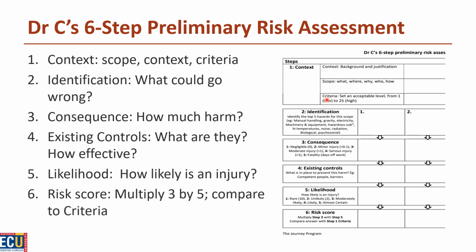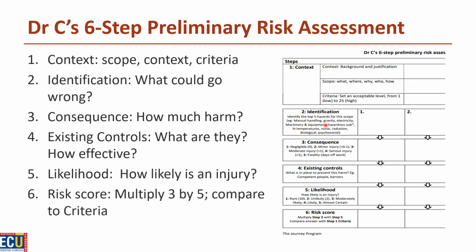And our criteria: we set an acceptable level from number 1, which is very low, to 25, which is extremely high. So what is it that we're trying to achieve here? We could put a range, maybe from 1 to 10 or 10 to 12, because they represent an improvement in the level of risk.